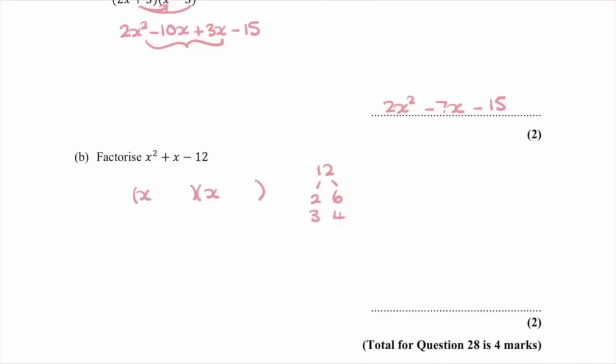So that would not be the correct combination. 3 and 4 has a difference of 1, so that will create a positive 1. In order to get a positive 1, I would have to do 4 take 3. So it's positive 4 take 3. And that is the answer that we pop on our dotted line.